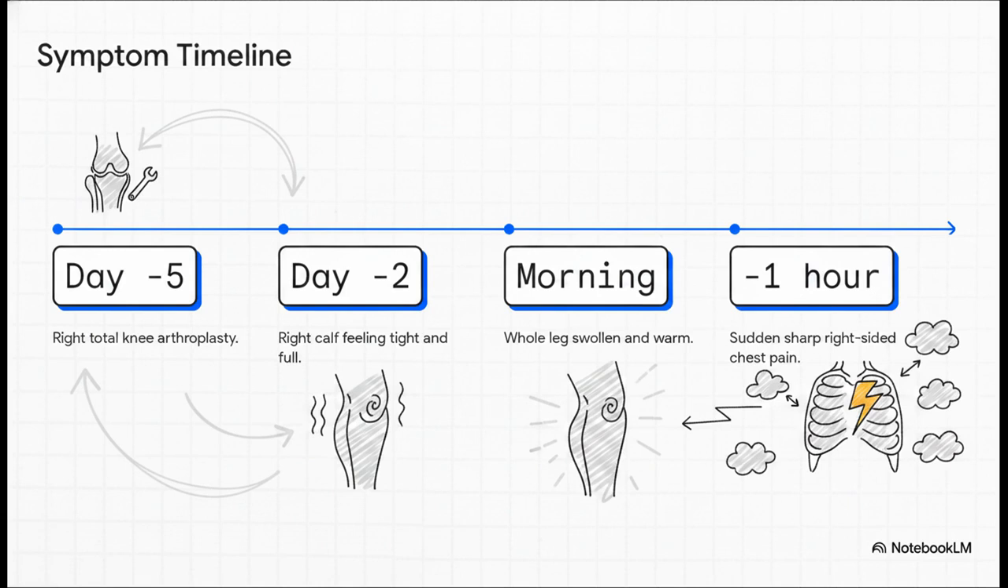You map out the timeline and it goes like this. 5 days ago, she had major orthopedic surgery. Fast forward to 2 days ago, and her calf starts feeling kind of tight and full. By this morning, the entire leg was swollen and warm. But the real alarm bell, that's what happened just 1 hour ago. Sudden, sharp, right-sided chest pain that gets way worse when she breathes, along with acute breathlessness. You see what happened? A localized leg problem literally just became a life-threatening chest emergency right in front of us.